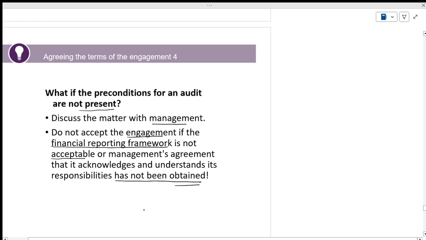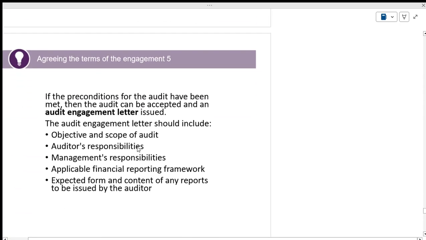See, ultimately, it's very simple. The message is very clear. If you are not following, now you can understand how important the conceptual framework is, how important debits and credits are, as simple as that, for profit-oriented organizations. If it is not done as per the conceptual framework, you should not accept the offer. Fine. If preconditions have been met, then the auditor can accept, and an audit engagement letter is issued.